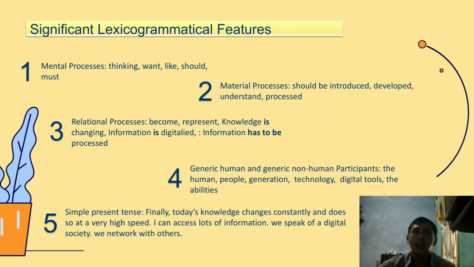The next is significant lexicogrammatical features. First, in the text, they use mental process, like thinking, want, like, and should, and must. The next is, in the text, they use material process.